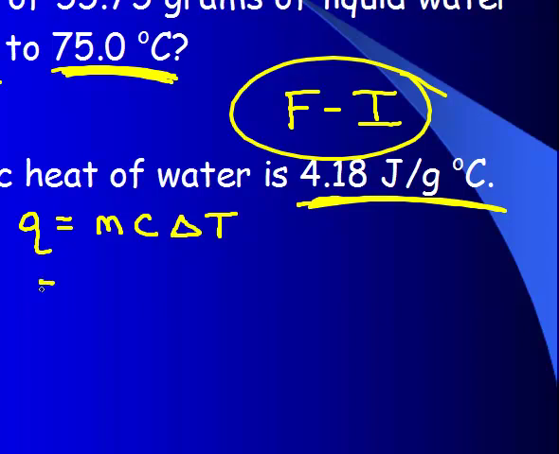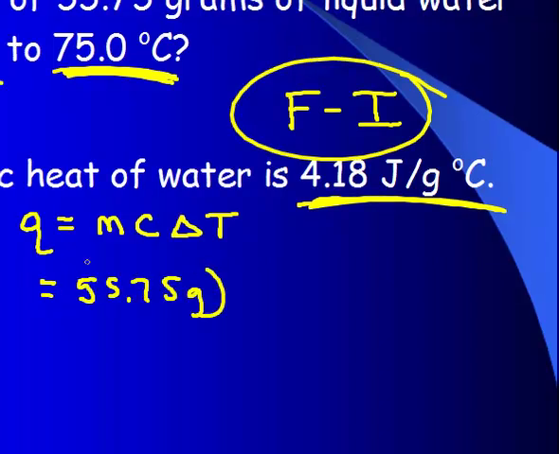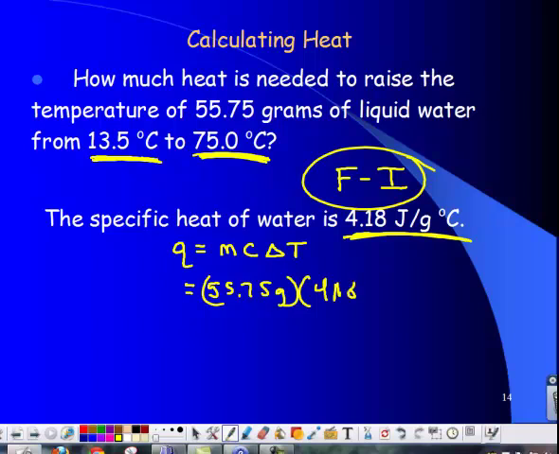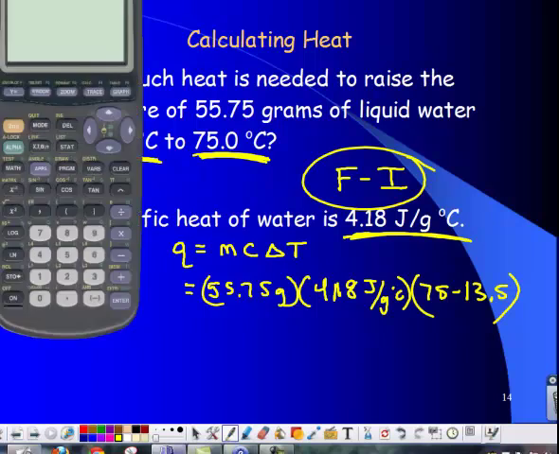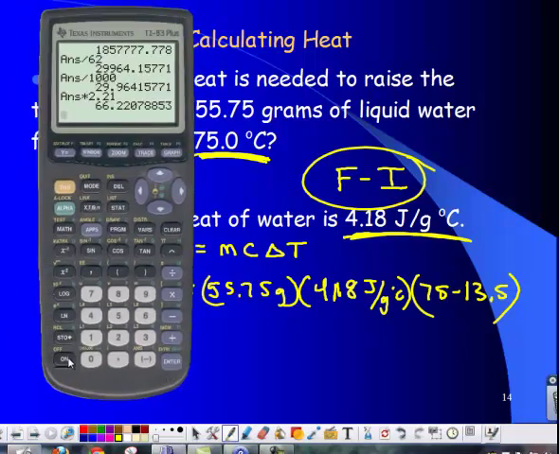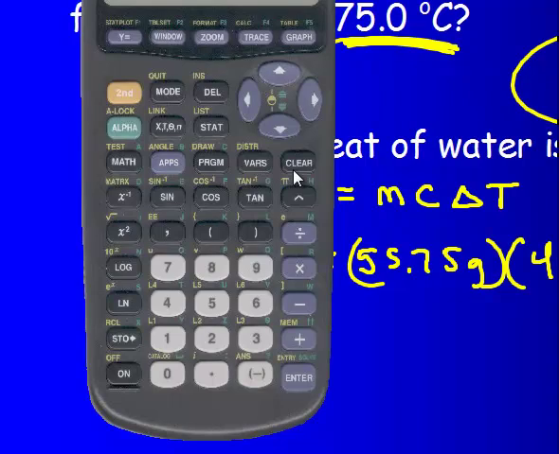So Q is equal to the mass, 55.75 grams. The specific heat, 4.18 joules per gram degree C. And the change in temperature, final temperature, 75, minus the initial temperature, 13.5. And just calculate. My old high school teacher called these plug and chug. So you plug it in the formula, chug it out of your calculator, no real thinking involved, as long as you put stuff in the right spot.